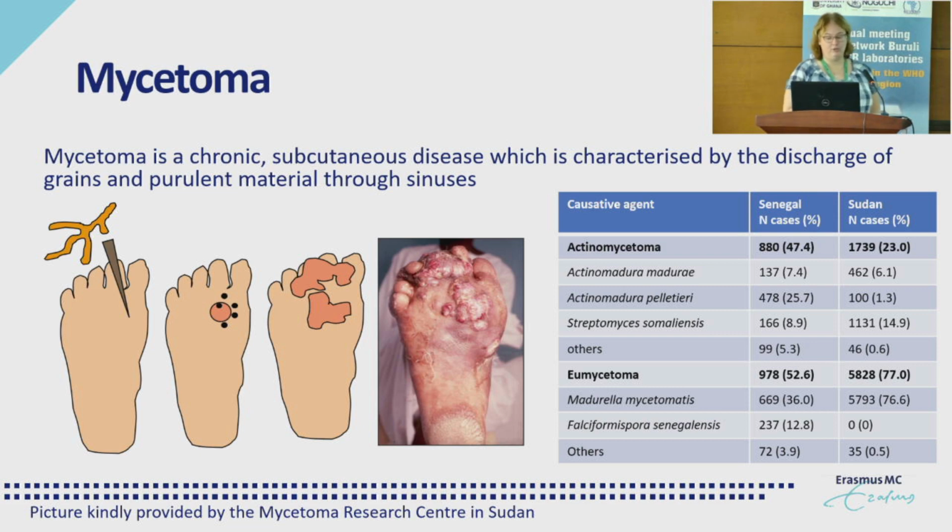Then we have eumycetoma, and based on historical records, in Sudan the predominant causative agent is Madurella mycetomatis, but in Senegal a little bit more diversity was seen, and historically we would have expected Madurella mycetomatis and Falciformispora senegalensis to be the most prevalent. So for now we decided to focus on these causative agents first, because they are simply the most prevalent.